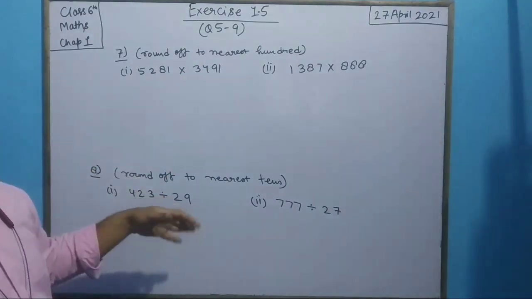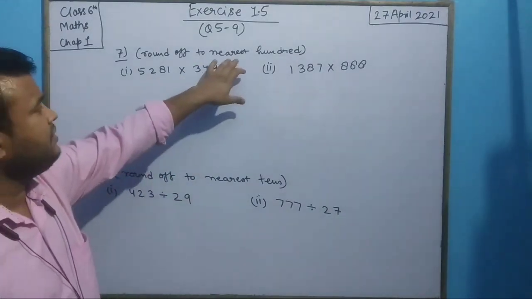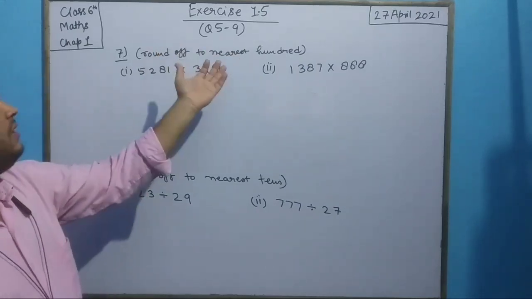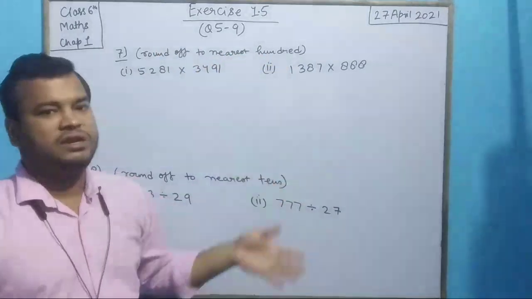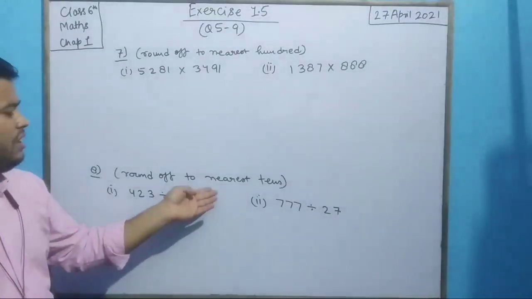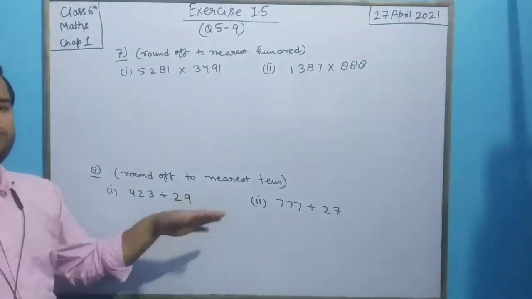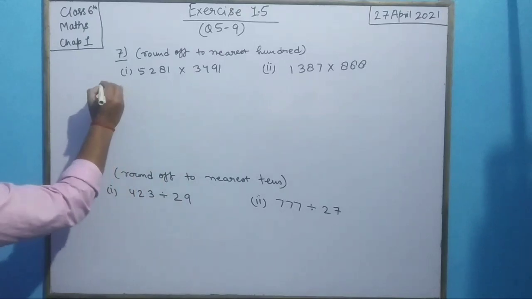In this question we have to divide. What we need to see: here we need to round off to the nearest hundreds place and then multiply, and here we have to round off to the nearest tens place and then divide. Let us see how we will proceed.